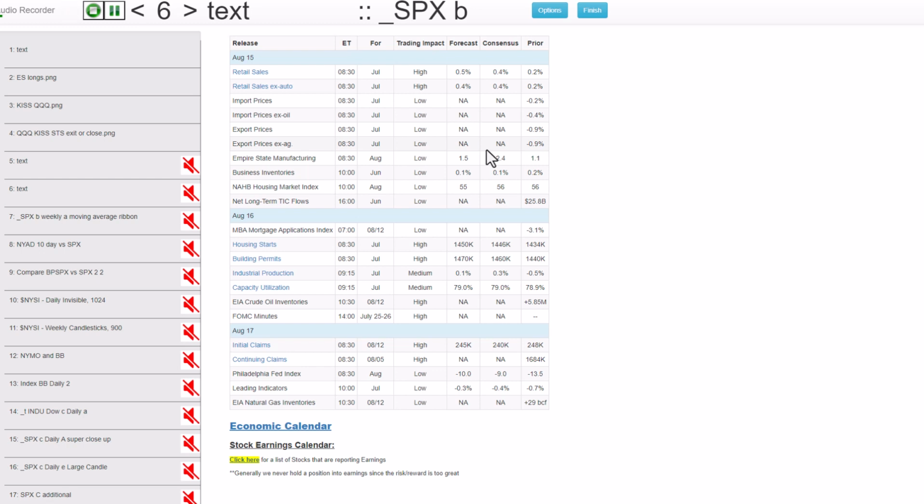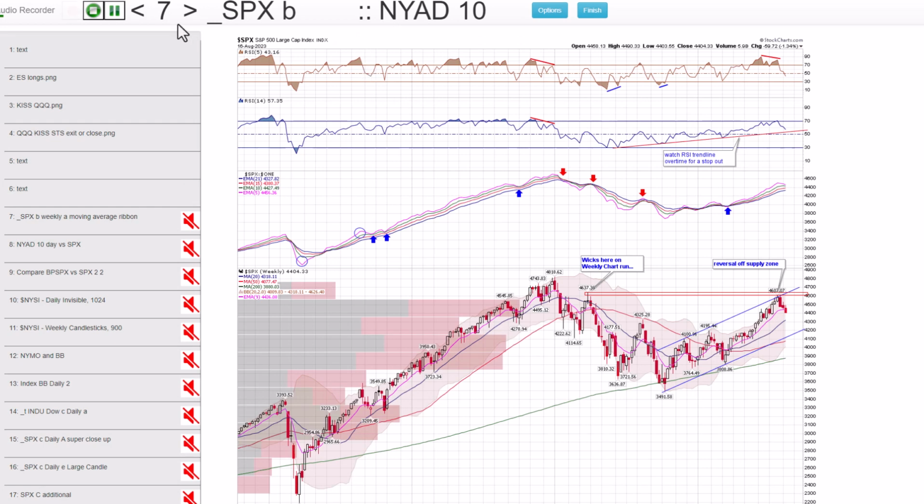Next, item number 6 shows the economic news calendar. Tomorrow is Thursday. We have the initial jobless claims, Philly Fed, natural gas inventories. And let's go and jump to the charts, guys. So the first chart below, item number 7, is a weekly chart of the S&P.